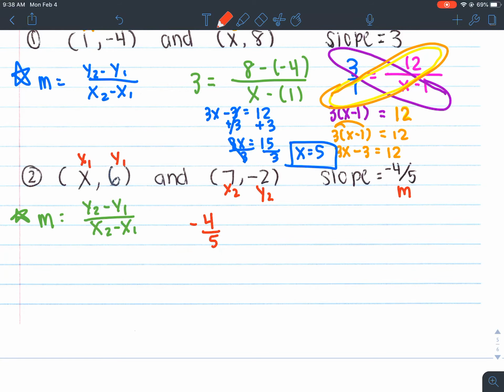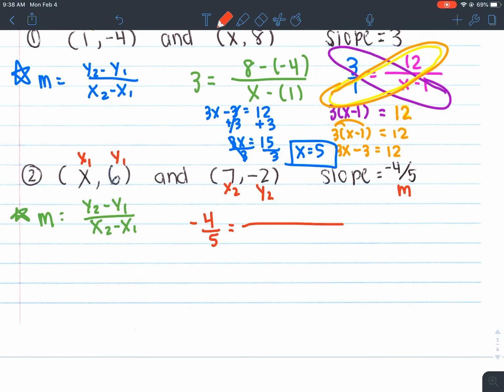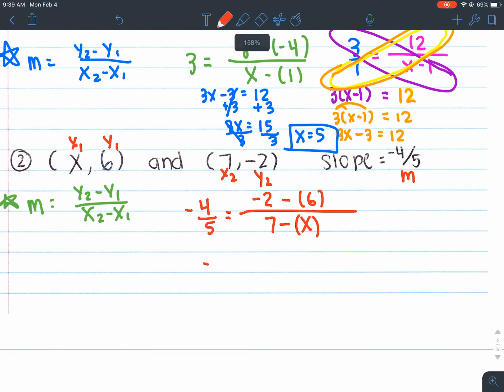Negative 4 divided by 5, or 4 divided by negative 5, again, they're the same thing, equals y2, which is negative 2, minus y1, which is a 6, and then x2, 7, minus x. Okay? Go ahead and simplify that. You always want to simplify before you cross multiply. So we have negative 2 minus 6, which is a negative 8. And then 7 minus x in the denominator.